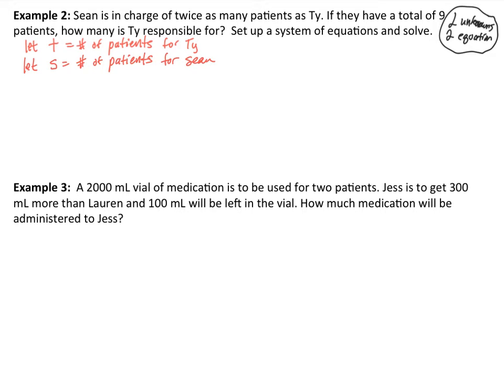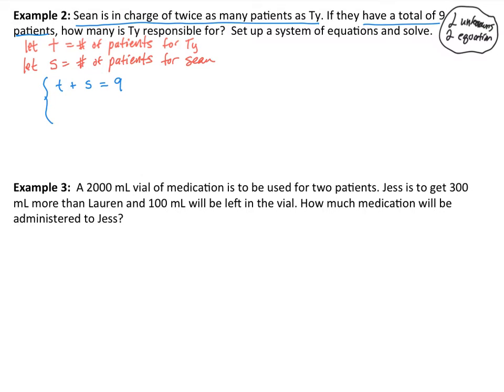Now I want to set up a system of linear equations. I want to use T and S and the information in this problem to write two equations. Now let's see if we can summarize or underline where I'm getting this information. Well, first, I know Sean is in charge of twice as many patients as Ty, and they have a total of 9 patients. So I'm going to start with that second line, the total. I know if I take the number of patients for Ty and I add the number of patients for Sean, that's going to equal the total, which in this case is 9. So there we go. I know that to be true.